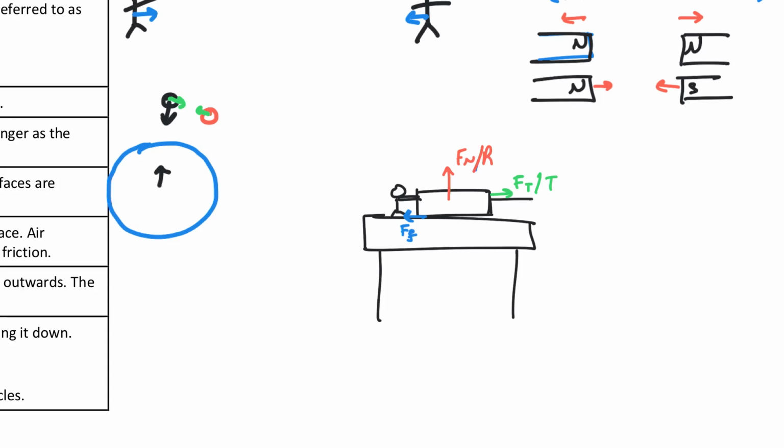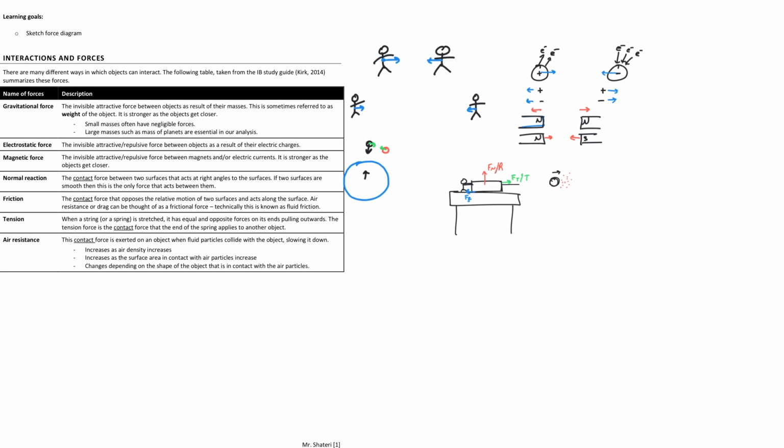Finally, the other one is air resistance. So if an object is moving in this direction, there will be air particles or fluid particles that will collide with an object trying to slow it down, and that's what we call air resistance or force of air resistance. So these are our forces.